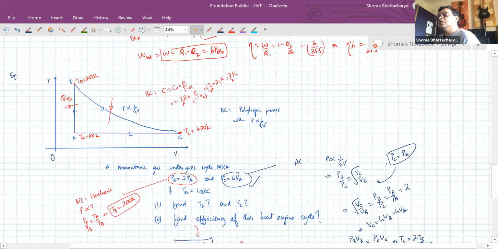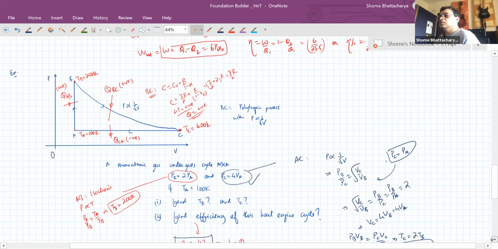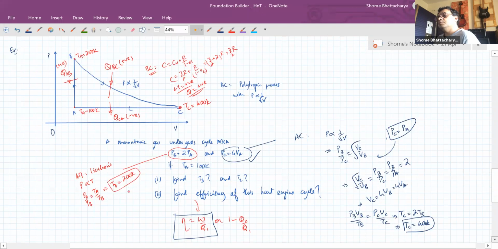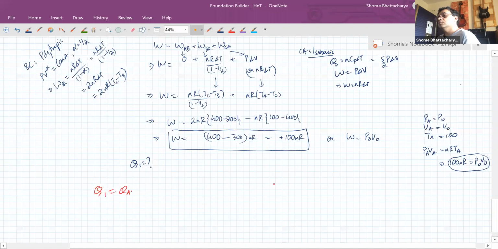So it is that type of process where C is positive and delta T is positive. So Q is positive for the process BC. So QBC is positive, so heat is coming in. Whereas during this part, heat is going out. QCA will be negative, but these two will be positive. So from this, we can understand that for this particular process, Q1 will be QAB plus QBC because QAB is positive, QBC is positive, but QCA is negative.